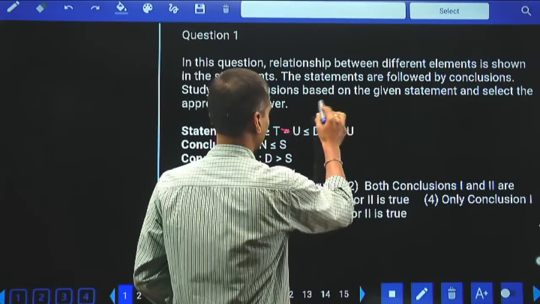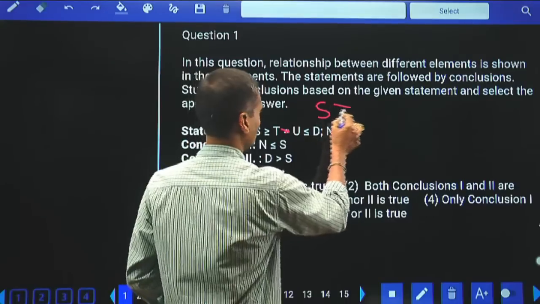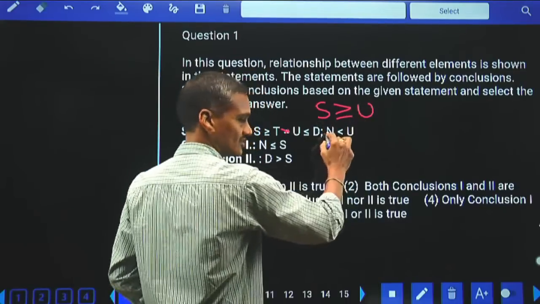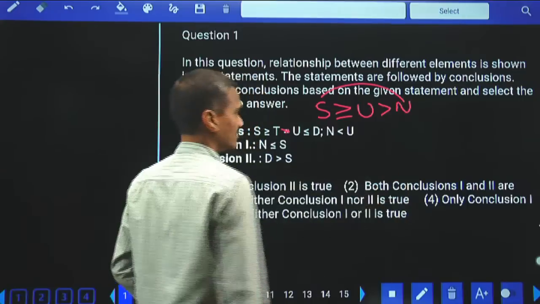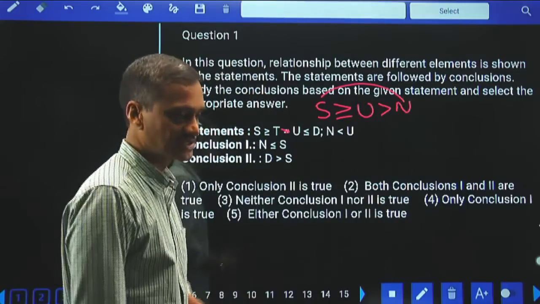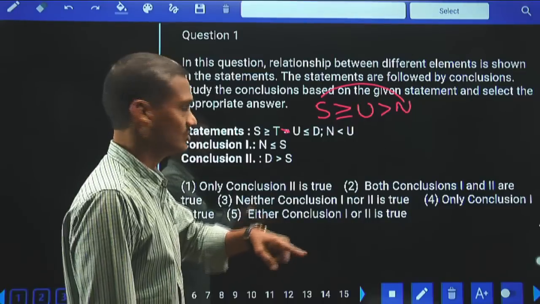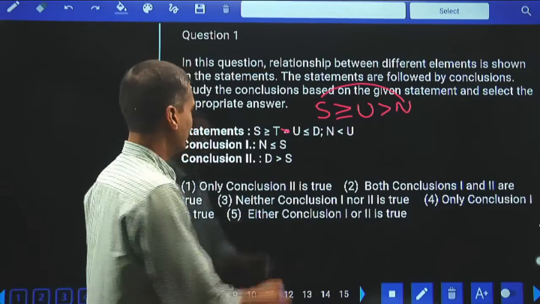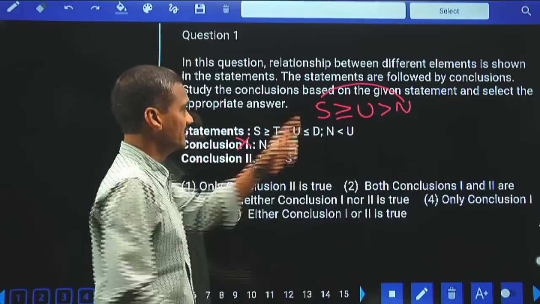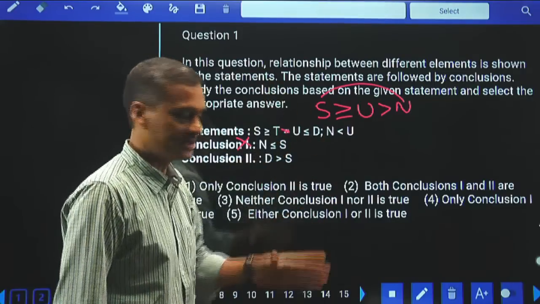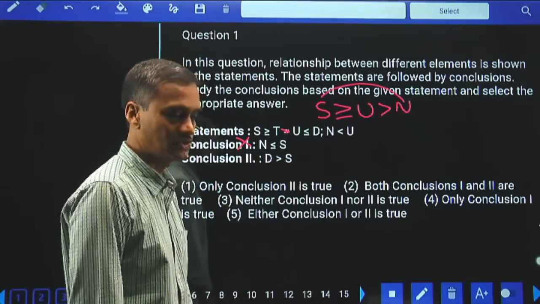Now S greater than or equals to U, and N lesser than U means U greater than N. Now between S and N, if you observe here, what is the symbol that is common? Greater is common. S greater than N is true. N lesser than S is true. But as here it is claiming that it is equal as well, it cannot be equal to. It is just lesser than, but not equals to. And the first conclusion is false.